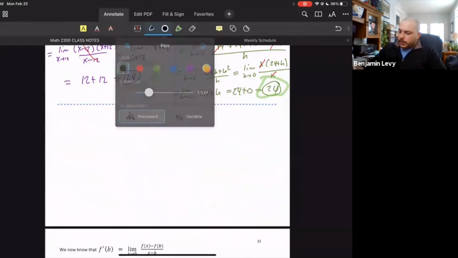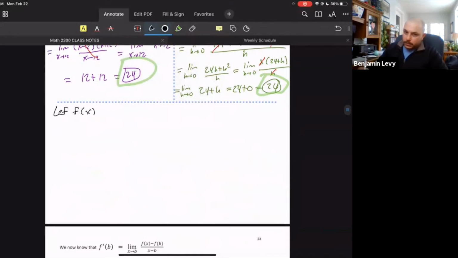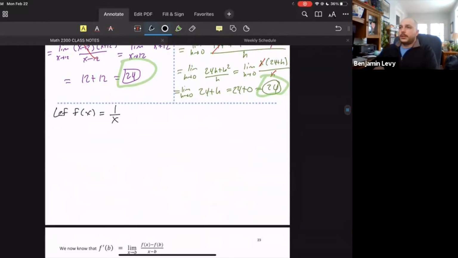So let's pick this function. f of x is 1 over x, and so it's a fraction, right? Let's find the derivative, and just so we're all doing the same thing, let's use the h going to 0 one.